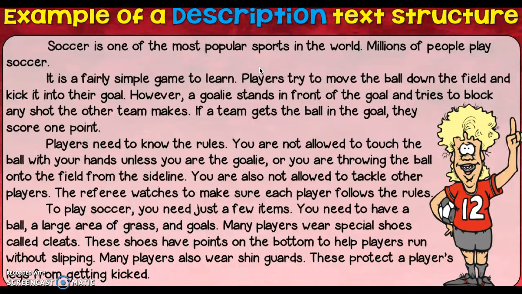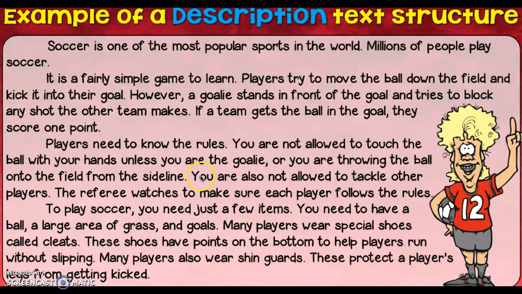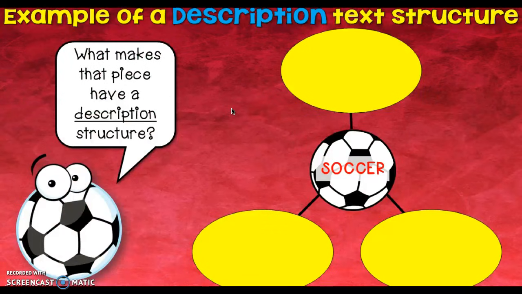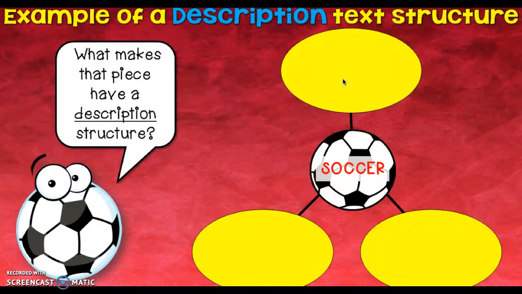Okay, so the first thing I want you to do is figure out what's the topic of this example paragraph. I would say that the topic is probably soccer. We're talking about different things about soccer. So in your bubble map on the next page on question 8, your middle circle is going to be soccer. That's our topic. Now we need to figure out these. What's this paragraph talking about? The first paragraph, simple game to learn, you move the ball. I think it's telling us how we play the game of soccer. So paragraph 1 would be how the game is played.